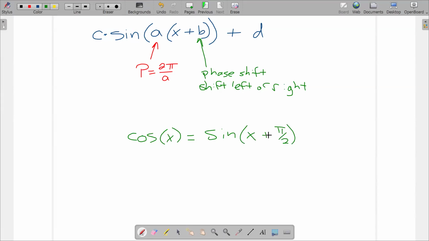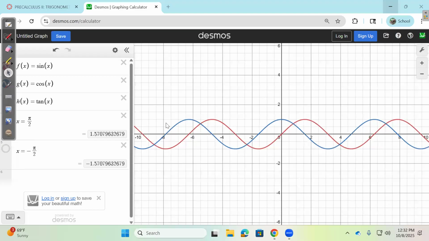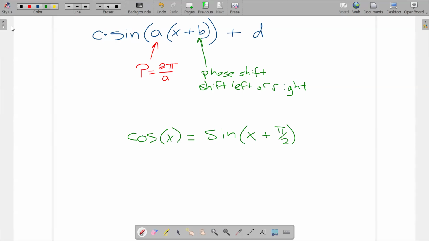So if you compare those two graphs, they should look the same. Similarly, I could go the other direction. I could take the graph of the cosine, the blue one, and I could shift it right pi over 2 and get the sine. Sine of x could be equal to the cosine of x, and I want to shift the cosine right to get to the sine, so that'd be minus pi over 2. You can check that out on your calculator.